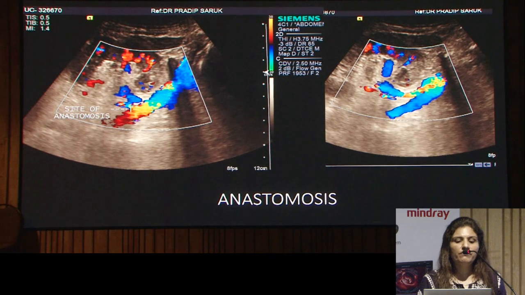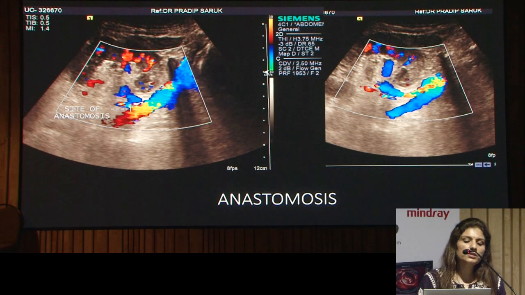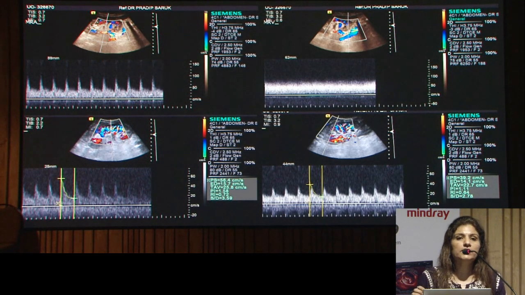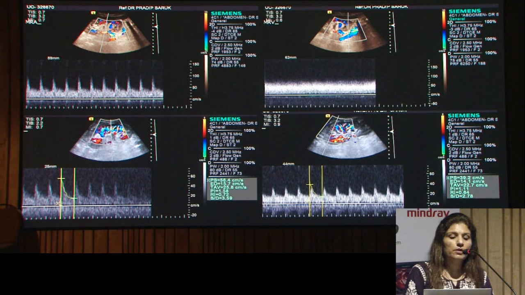It picks up color very nicely. So measure the length of the kidney, and mention the echotexture and the color flow in the kidney. Site of anastomosis, again important. This is the site of arterial anastomosis, and the site of venous anastomosis; look at the site for any stenosis. That is important.